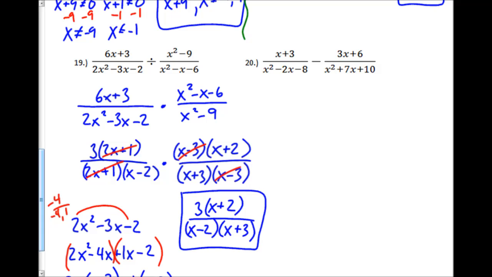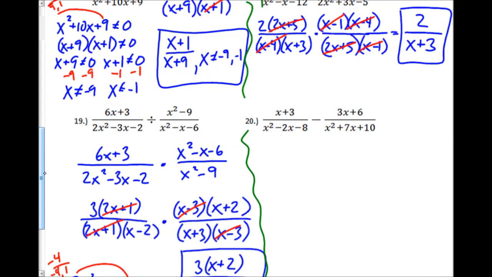Okay? If I look at the next one, this time I have subtraction. Remember, with addition and subtraction, I need to get common denominators. All right? And the best way to get common denominators here is to factor this thing first. So I factor these denominators. This one factors into an x minus 4 and an x plus 2. The second denominator is going to factor into an x plus 5 and an x plus 2.